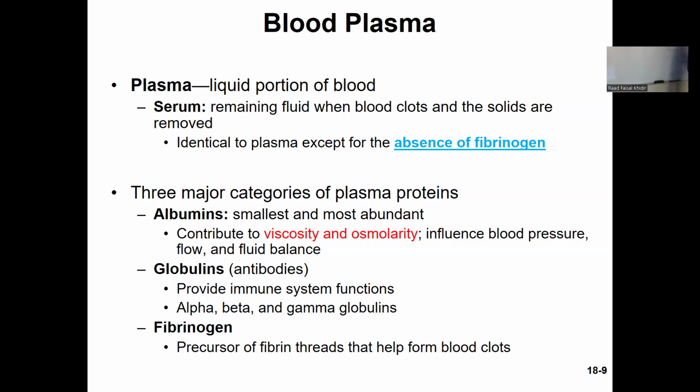Globulins. These are proteins. So remember, albumin is important, as we said, for the osmolarity and the viscosity of the blood. Globulins are important to make the antibodies. So the antibodies are known as immunoglobulin. We will do that when we do the immune system.